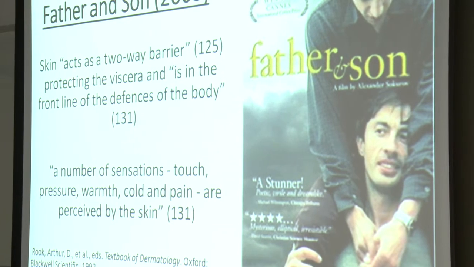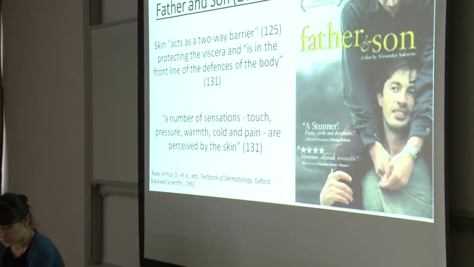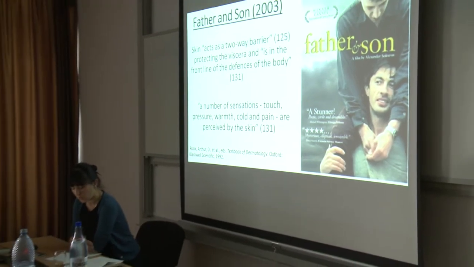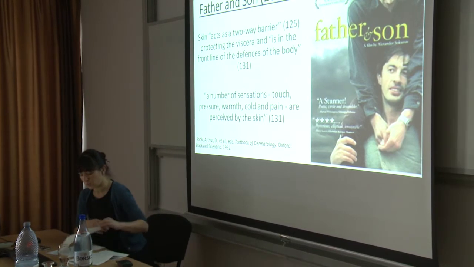The surface of the body in Father and Son is able to mask and deceive. The father appears to be a perfectly healthy individual, but when a medical diagnosis penetrates the skin, it reveals traces of a serious wound.